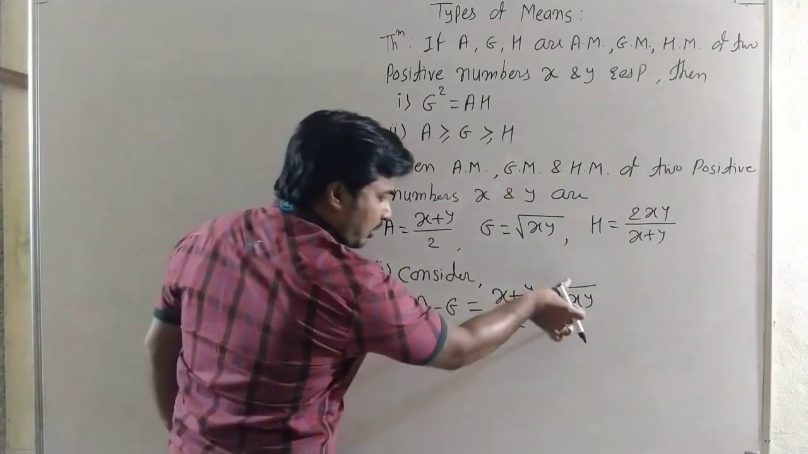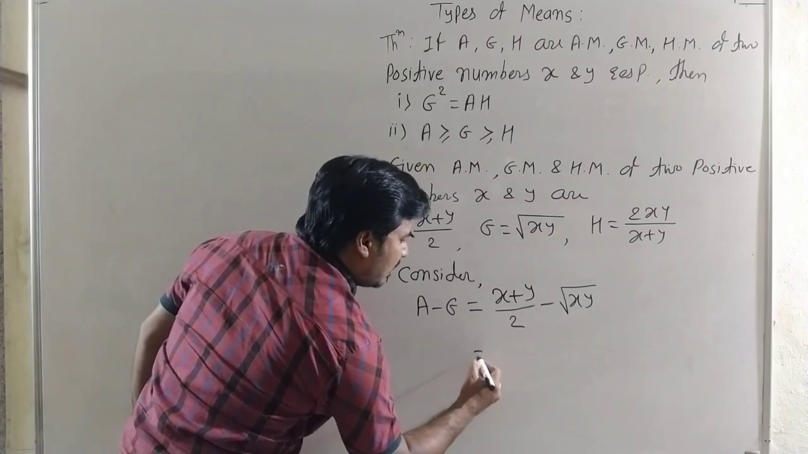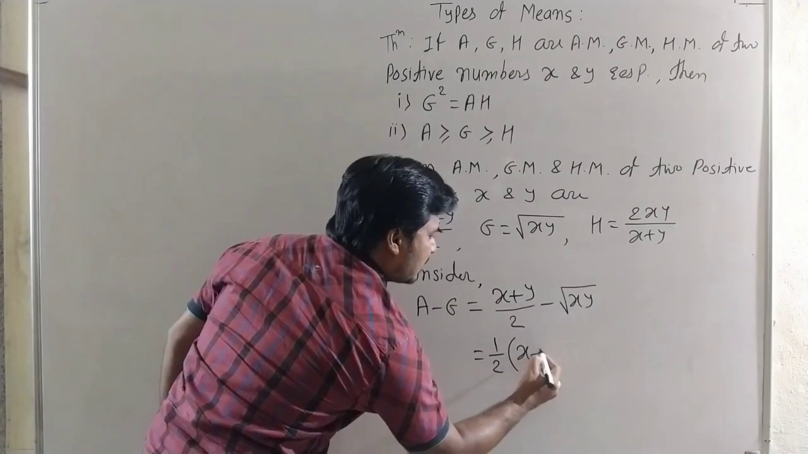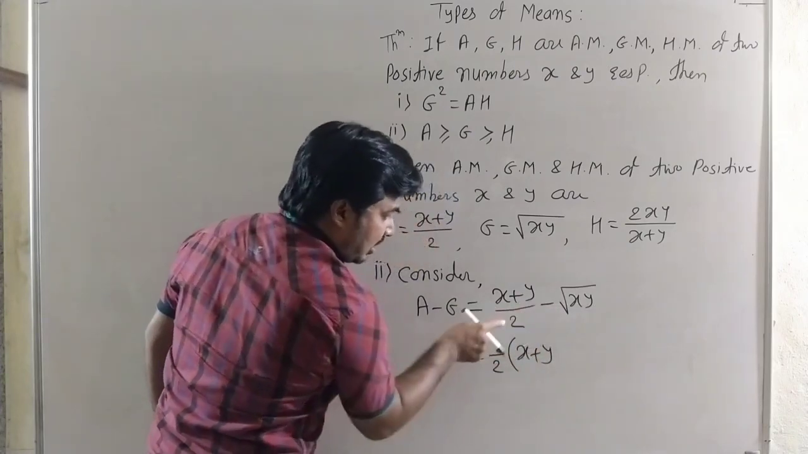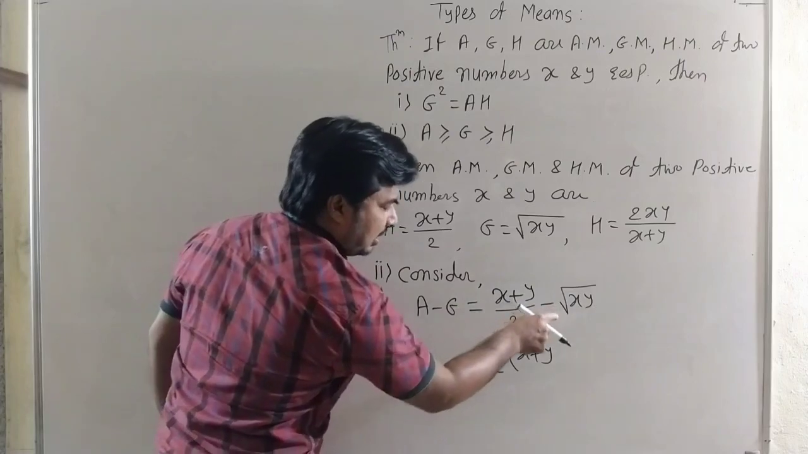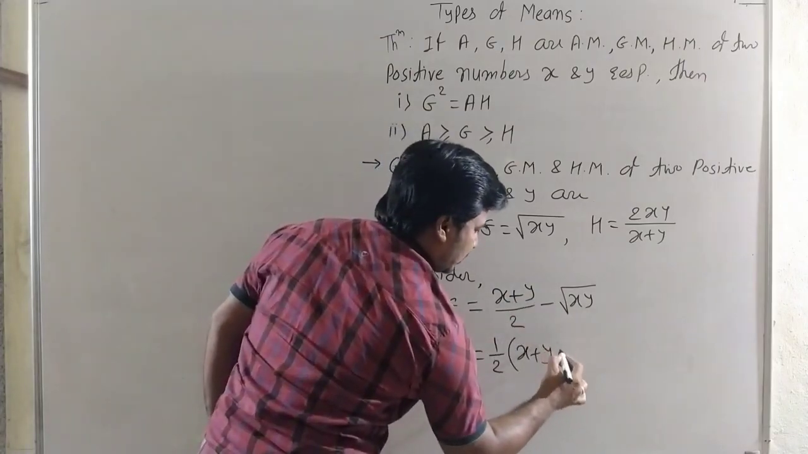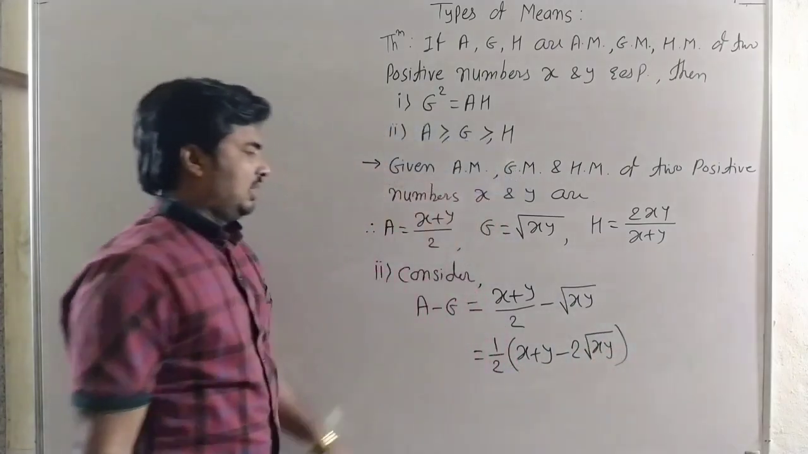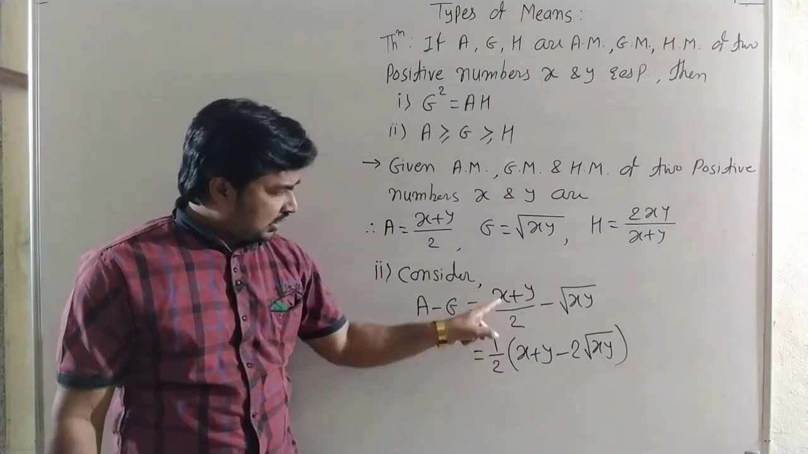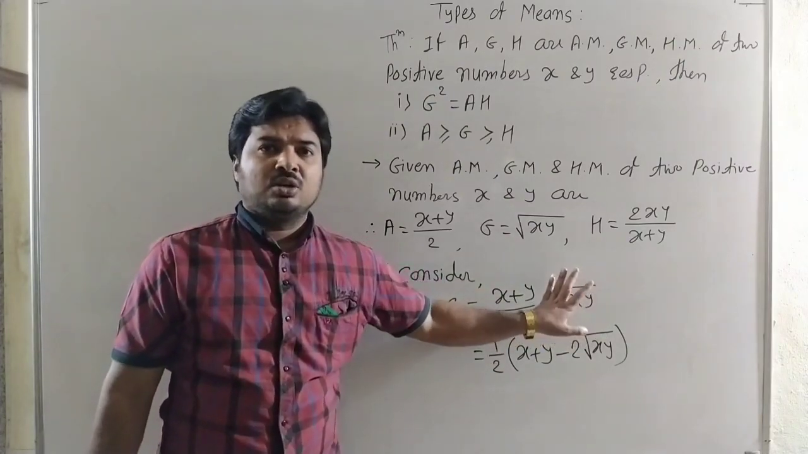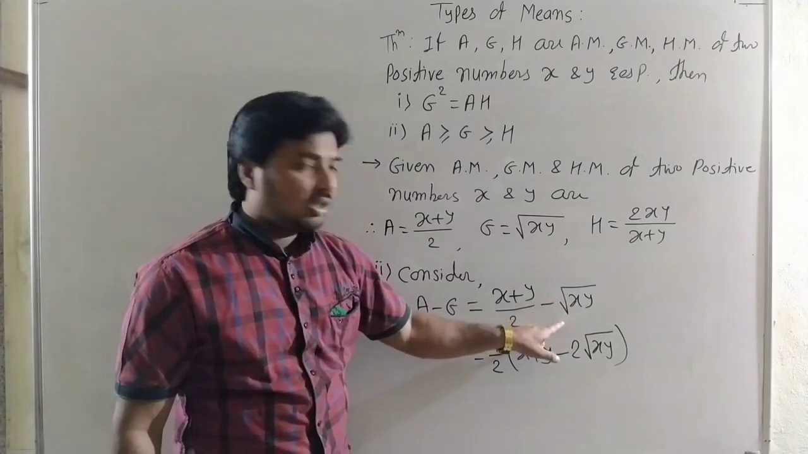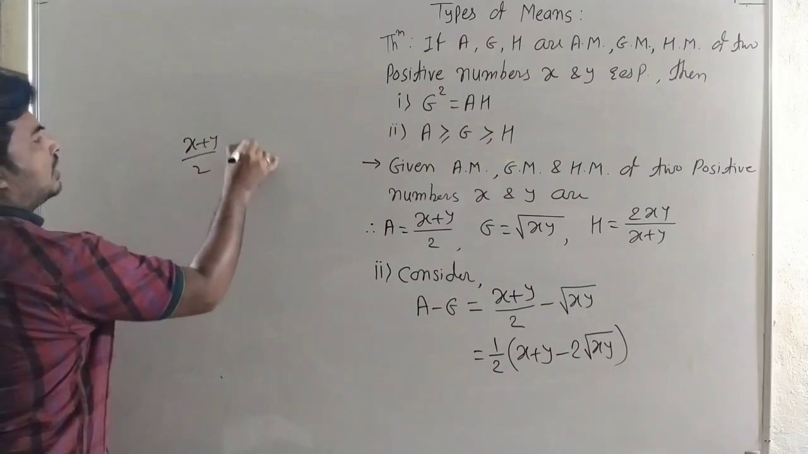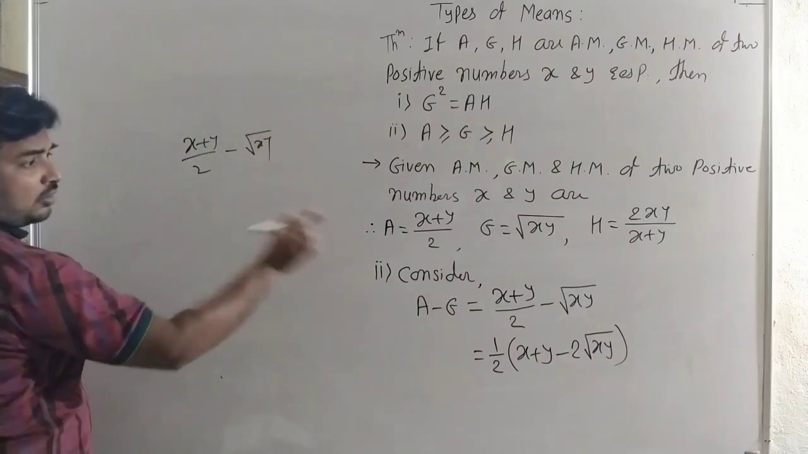Now see carefully, from these two terms we can take 1 by 2 common, then here it is x plus y, and here we take 1 by 2 common, but in the denominator there is no 2, so we multiply by 2 in the numerator and denominator, so we can write 2 into under root of x into y. Like that, x plus y upon 2 minus under root xy. It is our original condition.